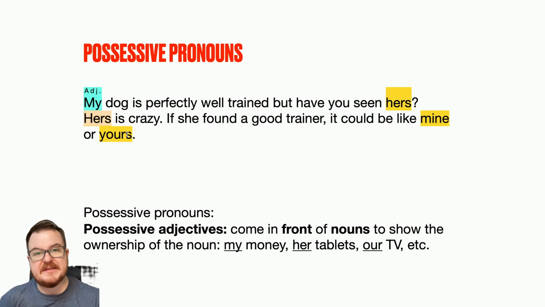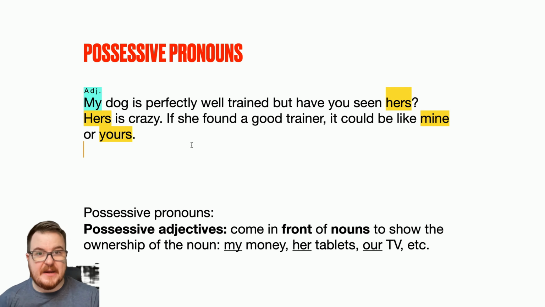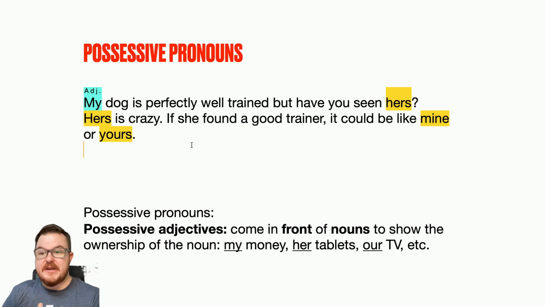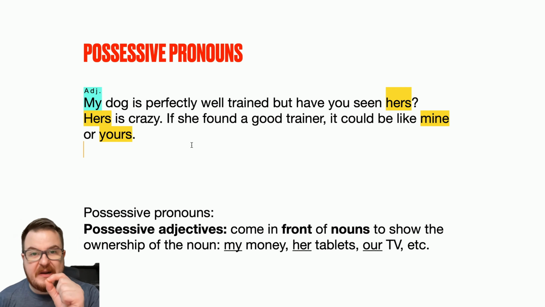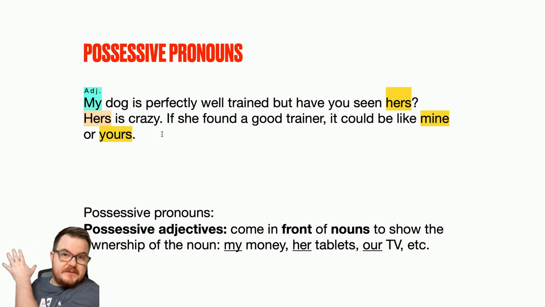Look at it again in the next sentence. "Hers is crazy." There's no noun after it. This word "hers" is the noun. It's the pronoun. It's replacing another noun. And what is it replacing? Well, let's look. "Hers" tells us that something belongs to this woman.